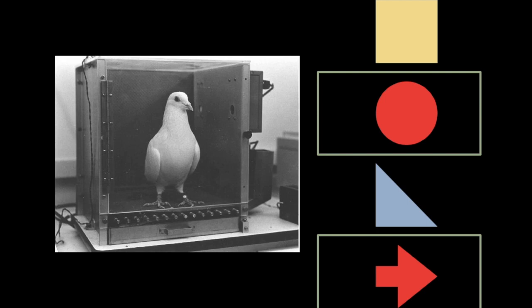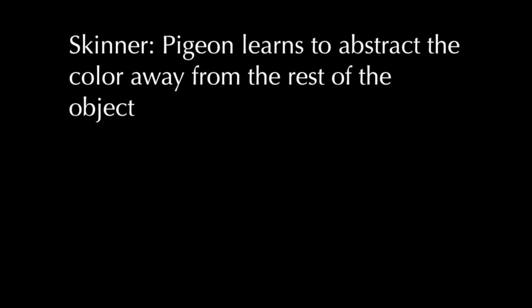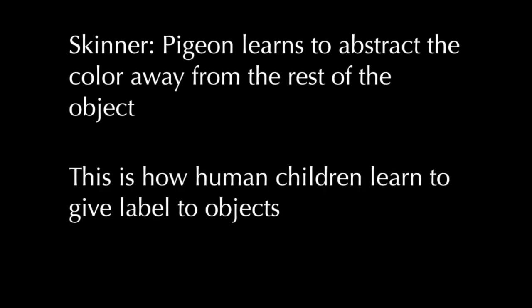So we make the reward contingent on two things: that the pigeon is faced with a red object, and that it pecks on one of the two buttons, namely the white one. Pigeon learns to do this. Pigeon learns to press on a button every time there's a red object in front of it. In a sense, we can describe the pigeon's behavior as abstracting the color and ignoring the rest of the object. And Skinner argues that this is how human children learn to apply labels to the objects they see. They get a reward when they get an object name correctly.